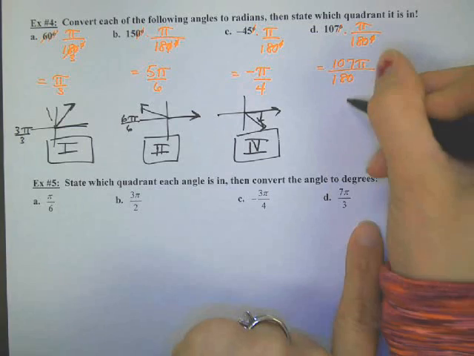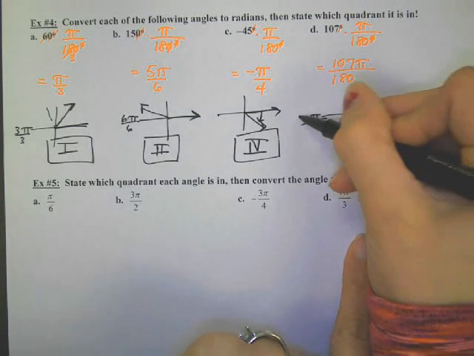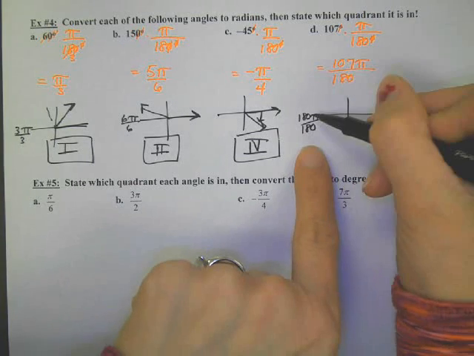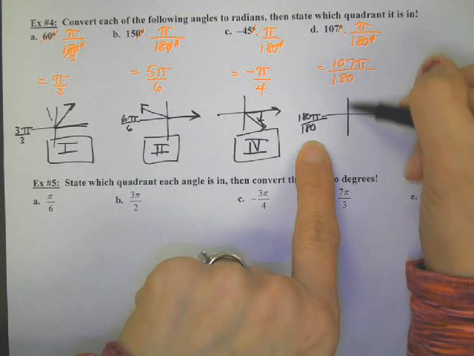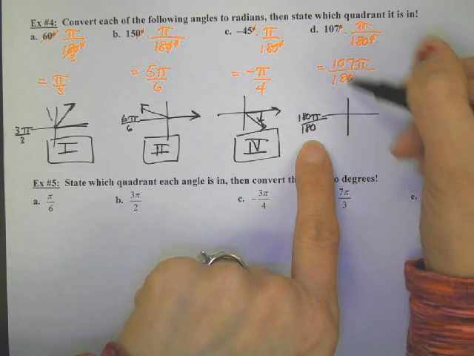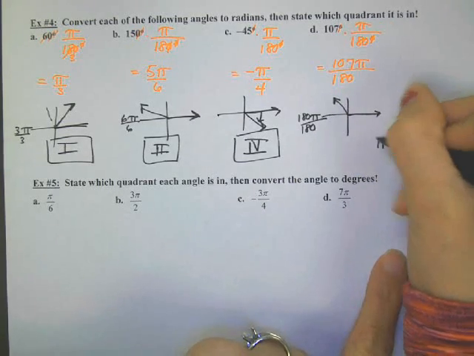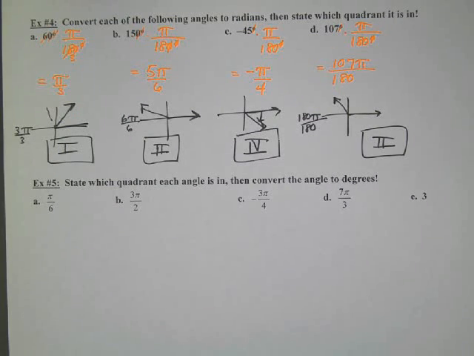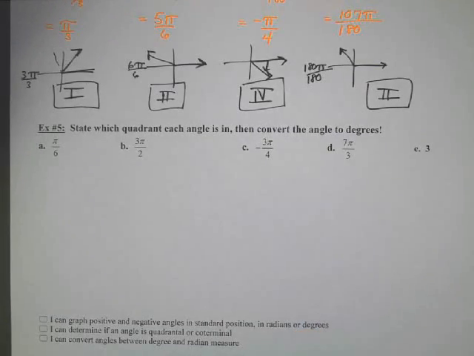And, oh, this is weird. Okay, so we're going to think of pi as 180 over 180. If this is 180, what's halfway there? 90 out of 180? So 107 would be somewhere here in quadrant 2. Oh, that's good practice. Okay, state what quadrant each angle's in and then convert it.